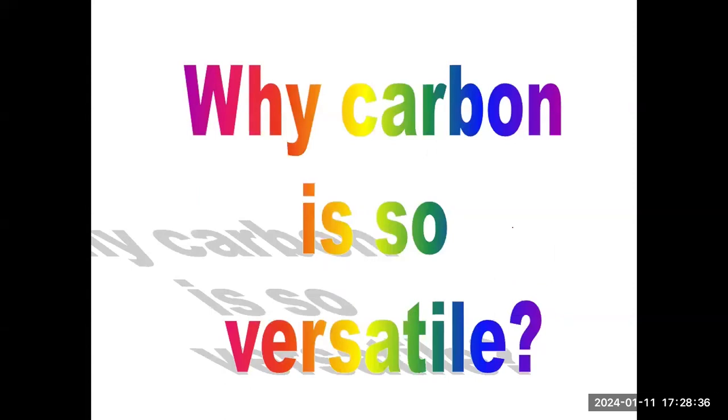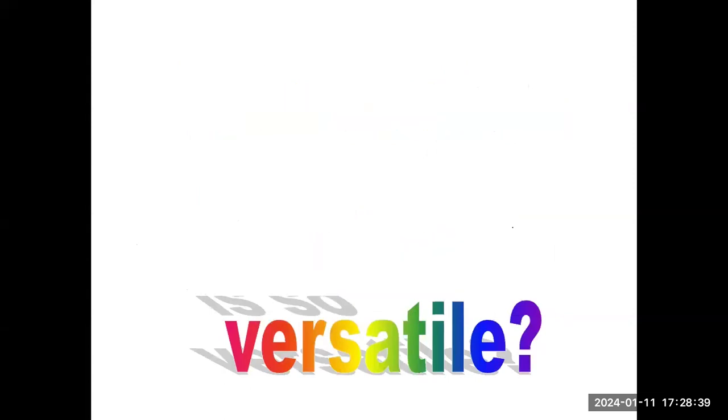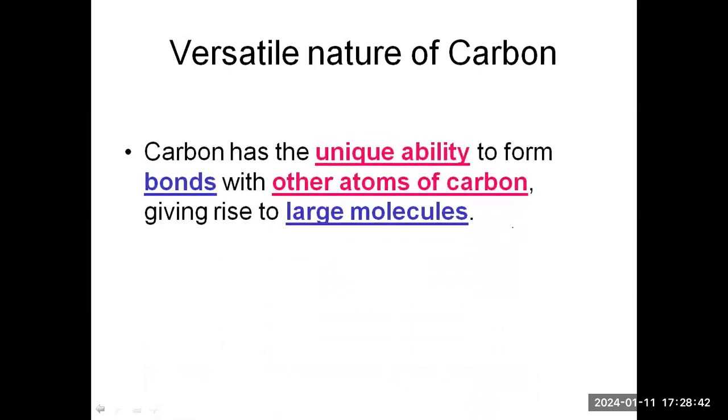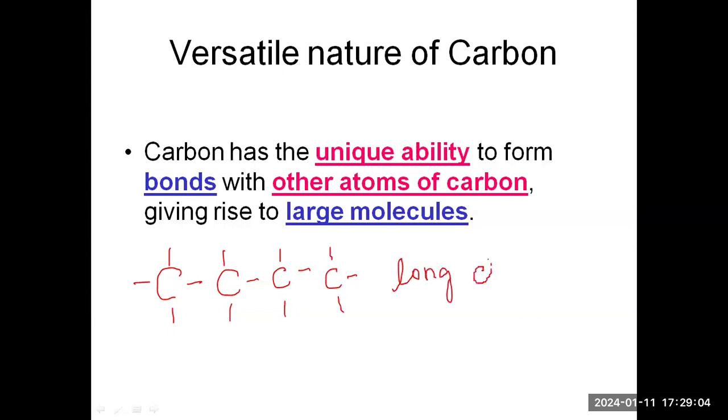Okay. Now, carbon is so versatile. What is the reason for carbon being so versatile? As I told you before, carbon has valency 4, so it can bind with another carbon atom, which can bind with one more carbon atom, which can bind with one more carbon atom. In this way, it can have a long chain of carbon atoms. This property is unique to carbon. No other element can do it this way.